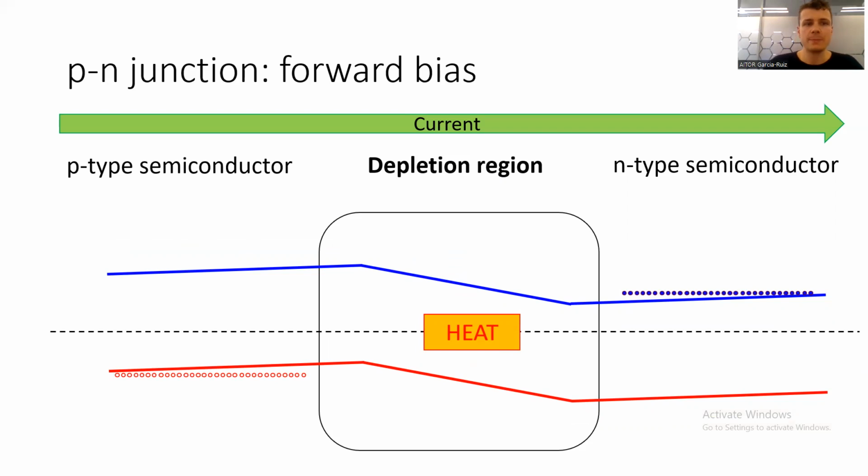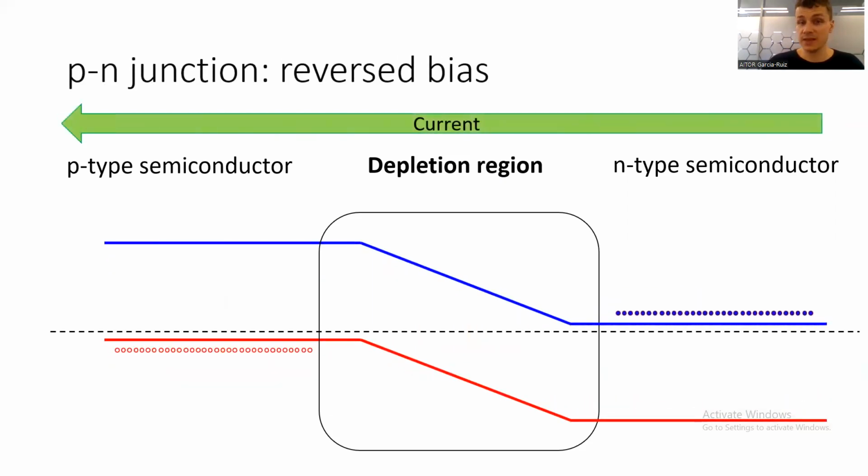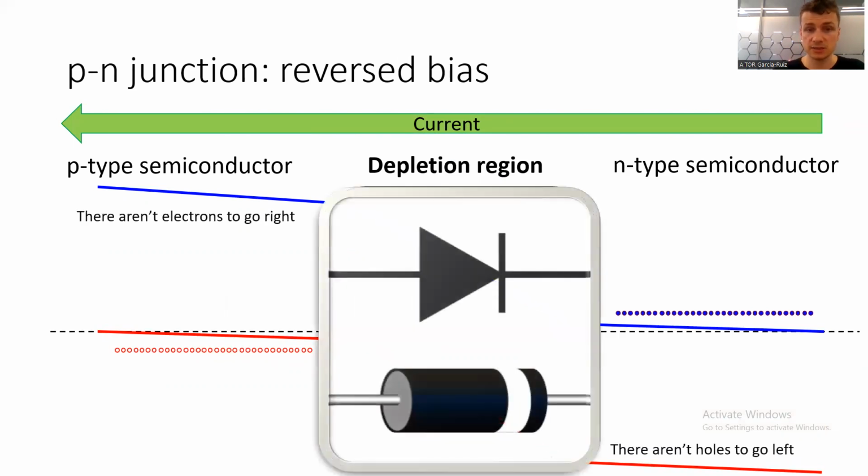Now, what would have happened if we reverse the current? Well, the answer is pretty simple. Nothing, because there aren't electrons in a p-type semiconductor and there aren't holes in an n-type semiconductor. In other words, a p-n junction works like a valve of charge, controlling the flow of current. This invention was discovered in the Bell laboratories in 1939 and has become an essential part in electronics nowadays, where it is usually represented by this symbol.